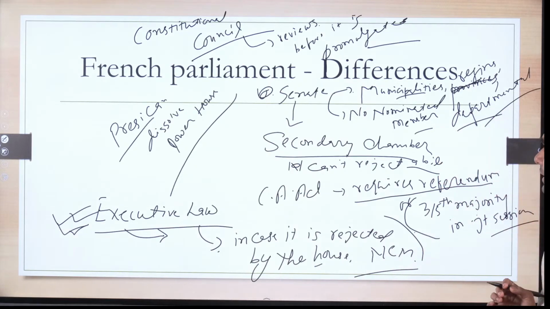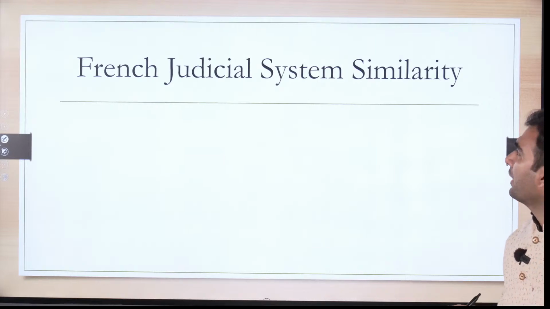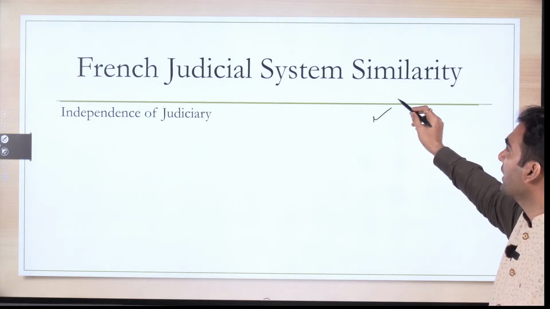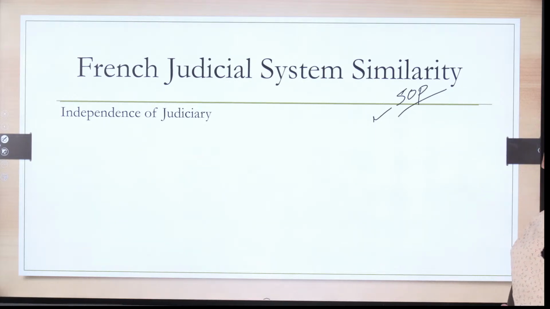Okay, so now let's discuss the French judicial system as well. First, let's discuss the similarity between the two. The similarity is that there is independence of judiciary. We can also say that there is a separation of power. This is also something which is effectively true in all the processes.